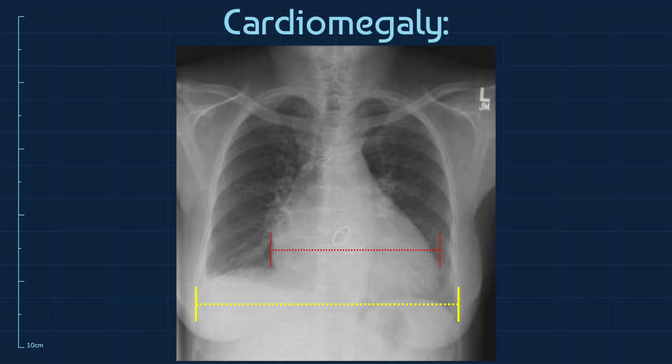And in this example, you can see what cardiomegaly would look like on a PA radiograph, and just by eyeballing it, you can tell that this heart extends beyond half of the size of the thorax of this patient, which means there is an enlarged heart.